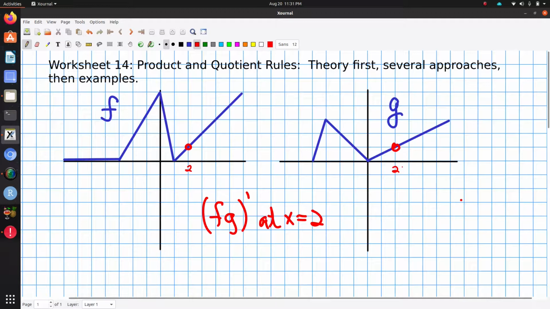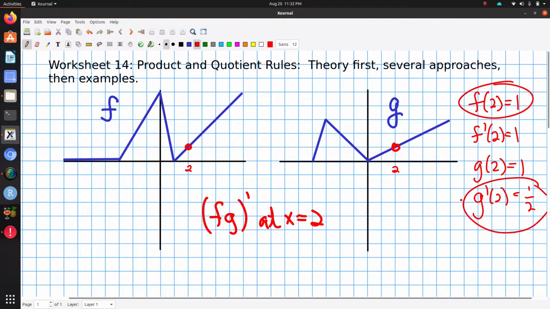I need to find the derivative at each point. So I just say, okay, f at 2 is equal to 1. f prime at 2 ironically also equals 1. g at 2 equals 1. I'm very sorry. And then g prime at 2 is not 1. It's actually, what is it? Rise is 1 over run is 2, so it's 1/2. Okay? But then I assemble all these pieces the same way I did in the last exercise. It's the first times the derivative of the second plus the second times the derivative of the first.